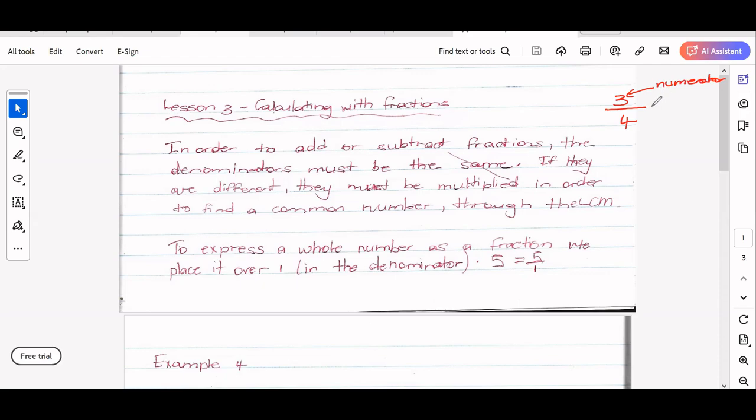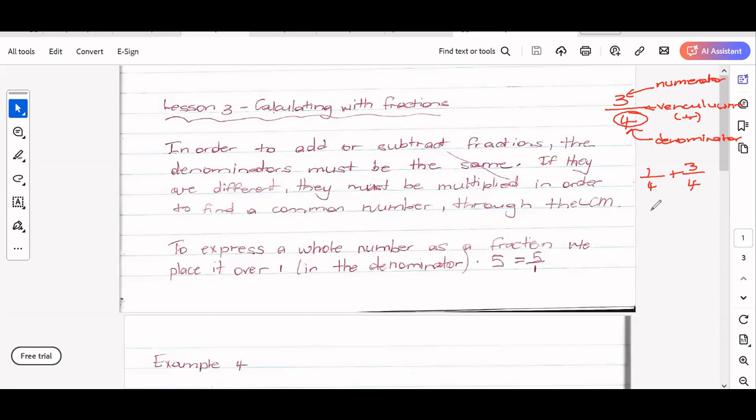The vinculum is the little dash, and it means to divide. And the bottom number is called the denominator, just in case you were not aware. So when we say the denominators must be the same, we are talking about the bottom numbers. All the bottom numbers must be the same. So I could add 1/4 plus 3/4 because the denominators are the same, or minus, right?